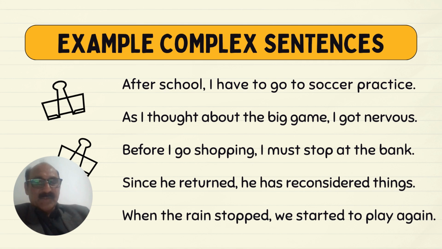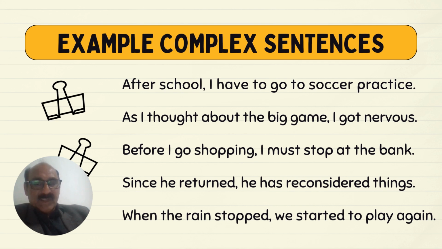In this sentence also, before I go shopping, this is a dependent clause. It doesn't give a complete thought in itself. It needs something for completion. Before I go shopping, comma, I must stop at the bank. Now the second part, I must stop at the bank, this is an independent clause. The next sentence, since he returned, he has reconsidered things.